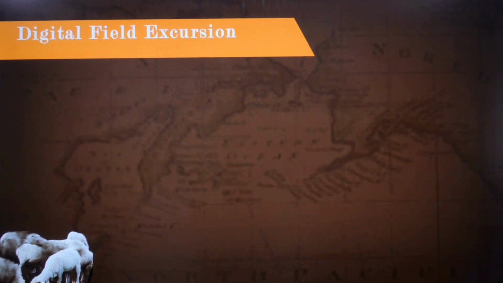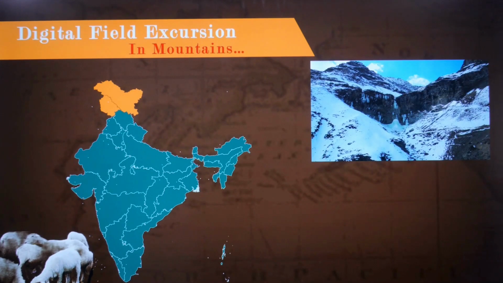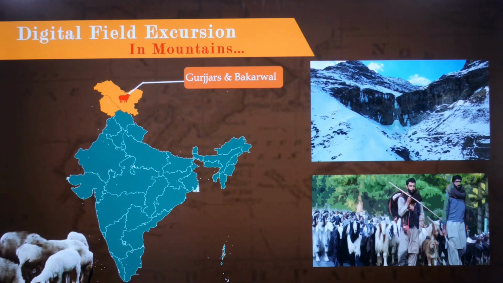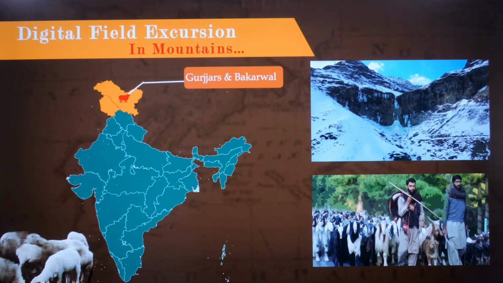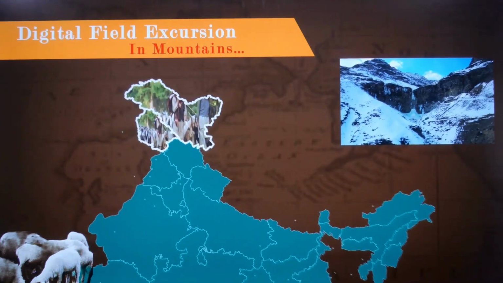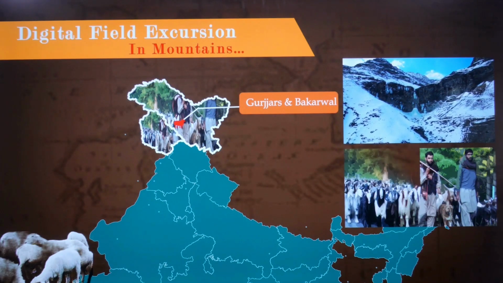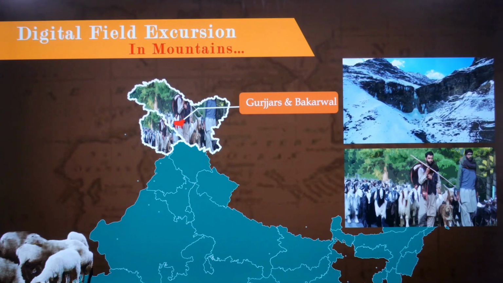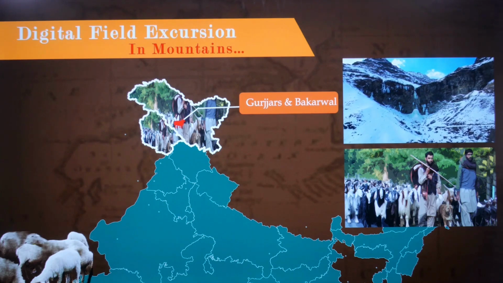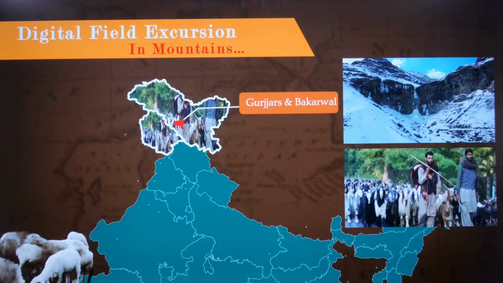For example, first of all, we are going to know about pastoralist communities in mountain region. In this slide, we can observe pastoralists in Jammu Kashmir. They are called Gurjars and Bakarwals. We can zoom it. In Jammu and Kashmir, we can observe Gurjars and Bakarwals.